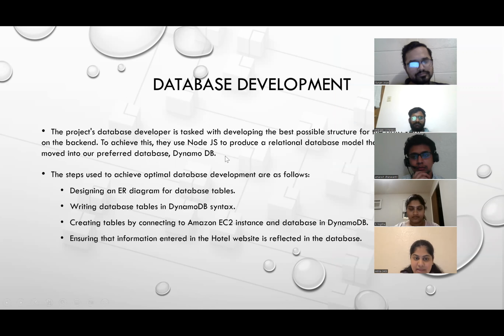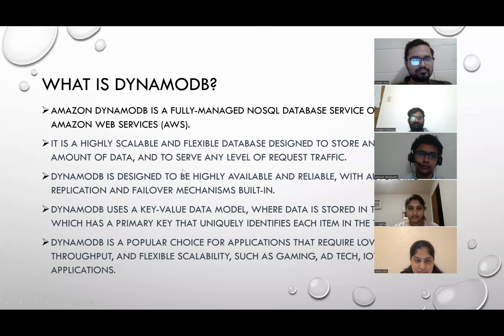The first one is designing an ER diagram for database tables, and the second one is writing database tables in DynamoDB syntax, and the third one is creating tables by connecting to an Amazon EC2 instance and database in DynamoDB. And the last one is ensuring that the information entered in the hotel management website is getting reflected into the database. Next slide.